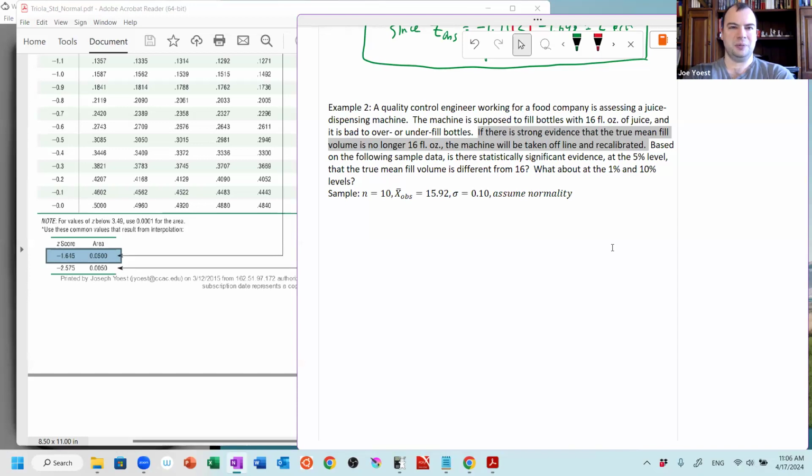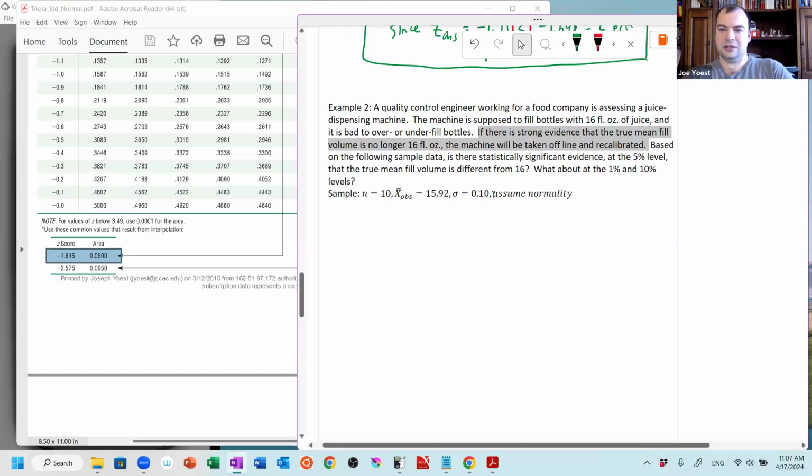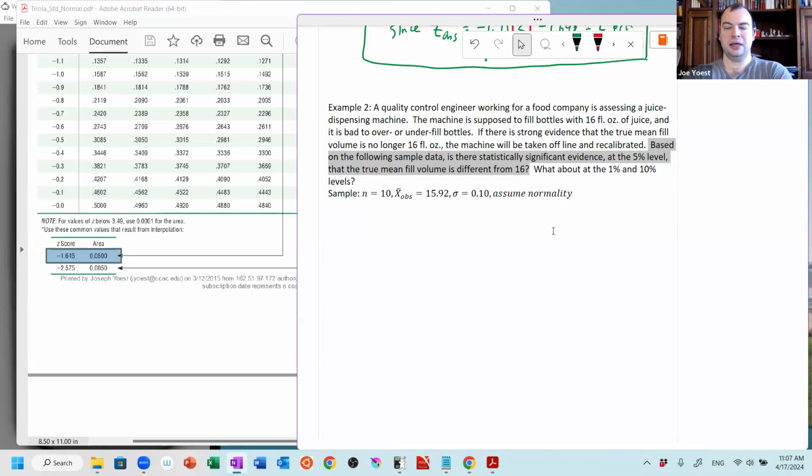But of course, this is an expensive process. So we lose production capacity. We have to have engineers recalibrate the machine and so on. That's going to be time consuming, expensive. Well, we don't want to do that for no reason. We want to have strong evidence that the mean fill volume is no longer 16 fluid ounces before we do that. So we have a sample that we took from this machine, and we want to know, based on that sample, is there statistically significant evidence at the 5% level that the true mean fill volume is different from 16?